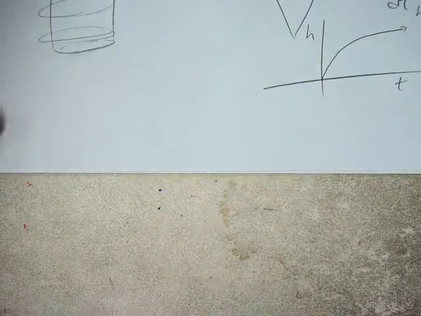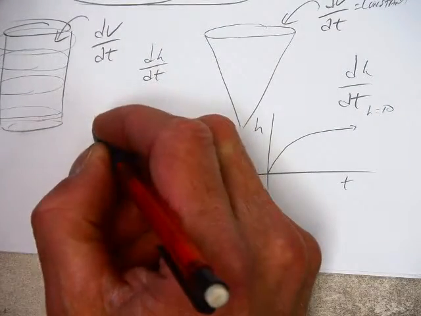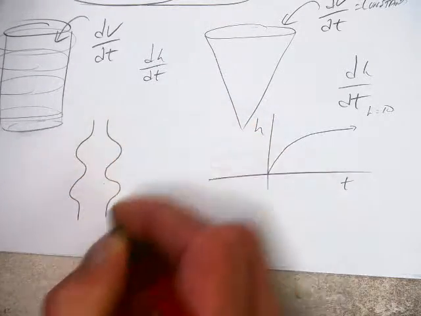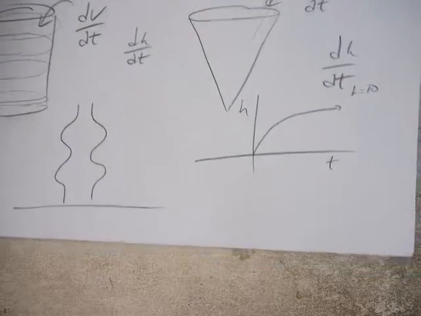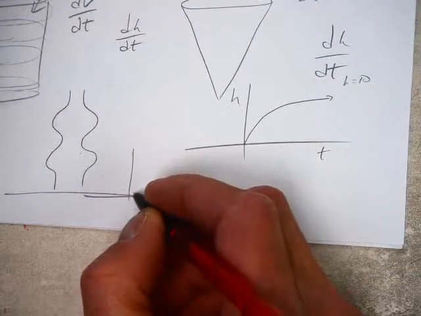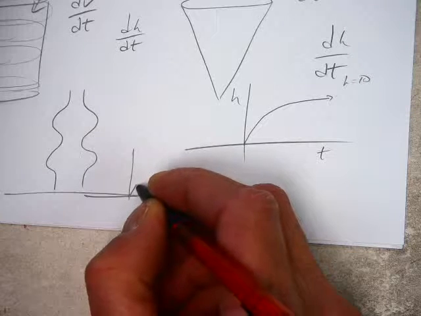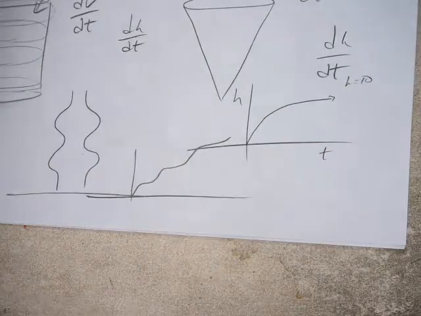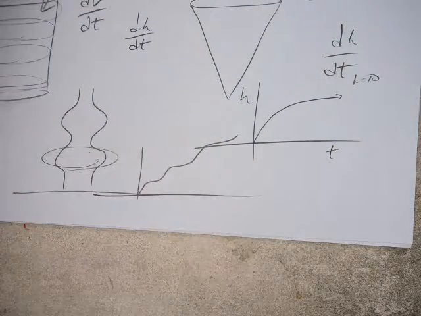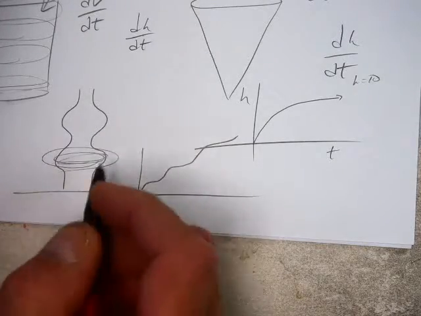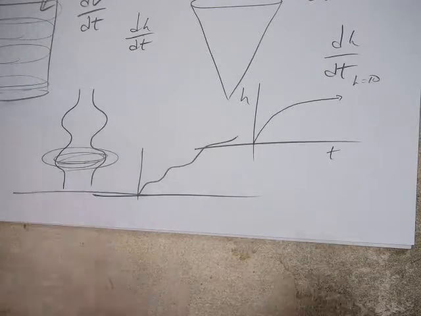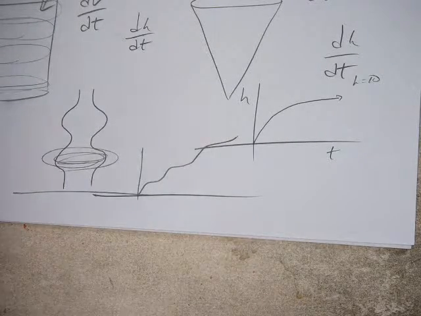I could also do something funky like this. What if I had some funky shaped base? My height is going to increase kind of linearly, and then it's going to slow down, and then it's going to speed up, and it's going to slow down, and it's going to speed up, and it's going to slow down. See what I'm saying? It's going to slow down when it goes through the fat part, because it takes a lot of area to get through there. So just understand that the rate that something changes might need to be considered based upon the shape of the object, stuff like that.